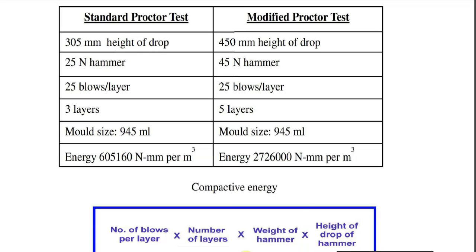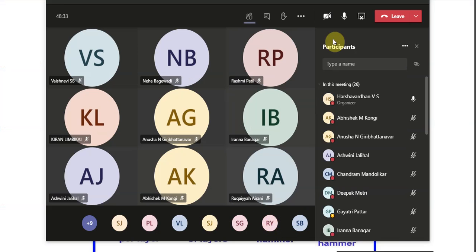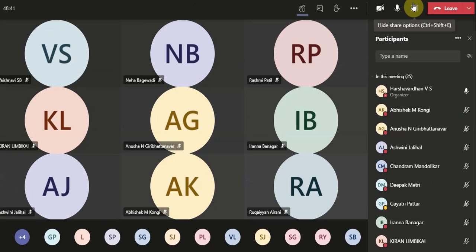Okay. Any doubts? What is modified Proctor test, and why is modified Proctor test conducted? Any doubts? Okay. Fine. Please remember why modified Proctor test is conducted. It is conducted when heavy loads are involved. And remember the difference between standard and modified Proctor test.